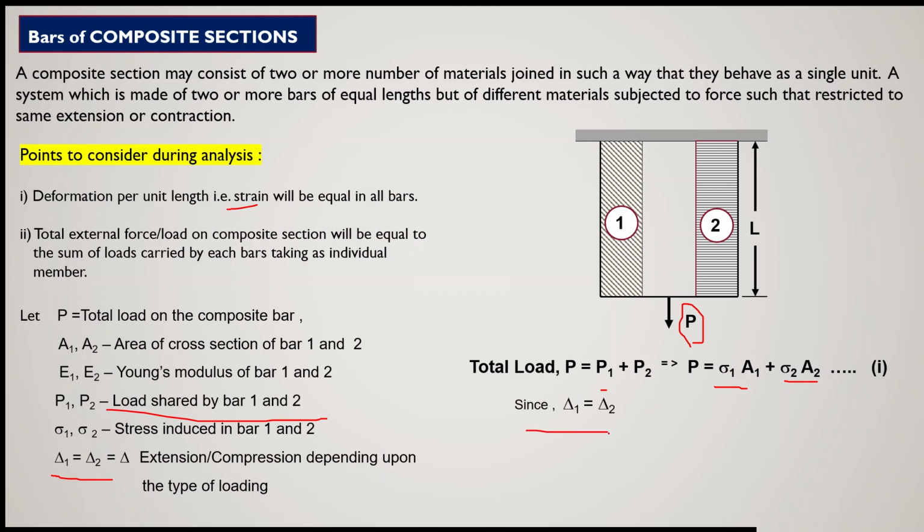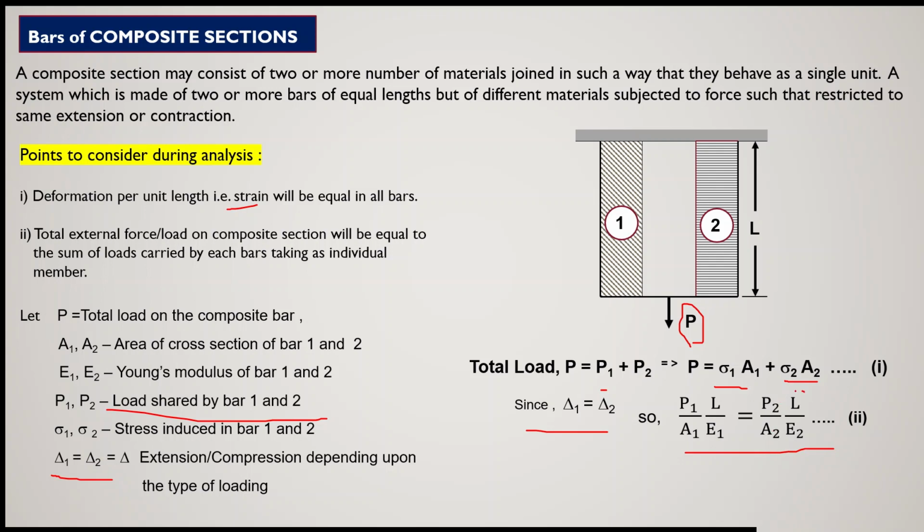Now, as again we are repeating, this is a composite section, so delta 1 is equal to delta 2. Delta 1 is the extension or compression in member 1 and delta 2 is the extension in member 2. They are equal. So this is the formula for delta: delta is PL upon AE. Now L is the same in both the members, so P1 L upon A1 E1 will be delta 1, and P2 L2 upon A2 E2 will be delta 2.